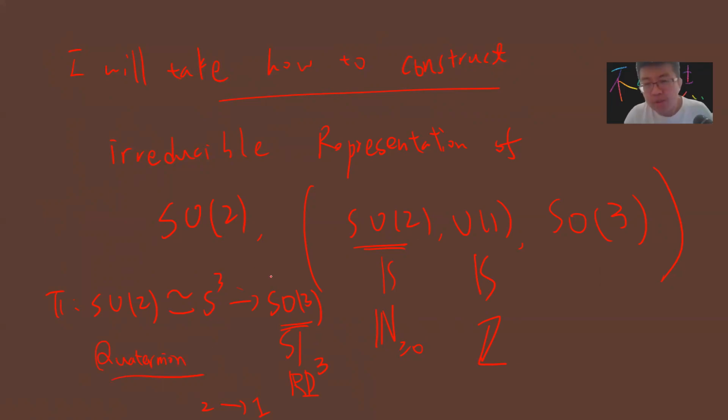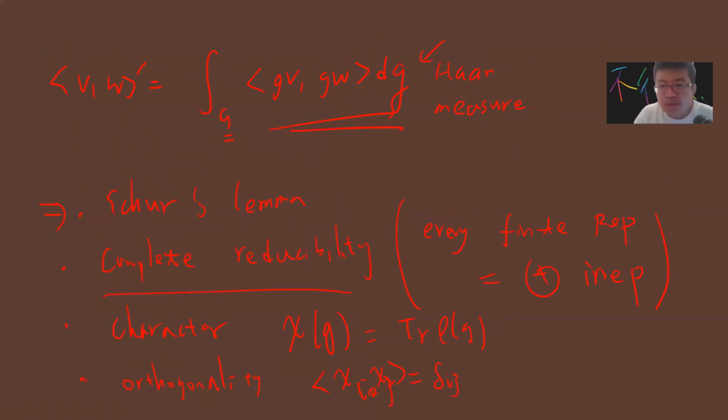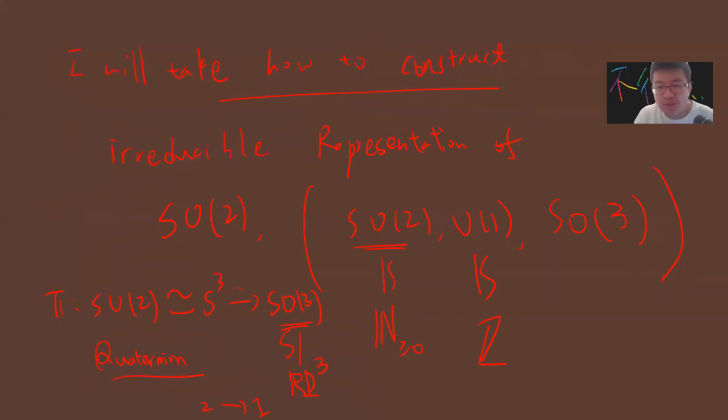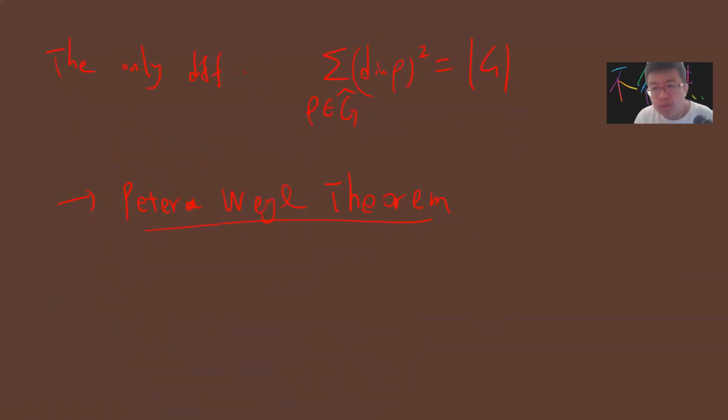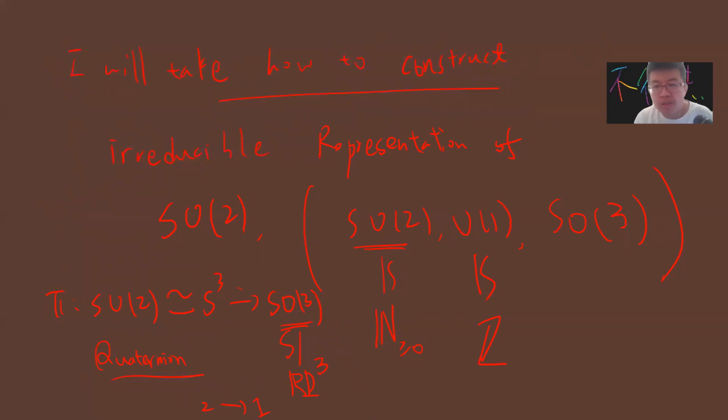There are still some very technical things. I can spend a lot of time talking about how to construct each one by one. But in the next video, I will quickly construct the SU(2) irreducible representations, and construct those of U(1) and SO(3). I will definitely finish these irreducible representations, and I will talk about some simple algebra in the next video.